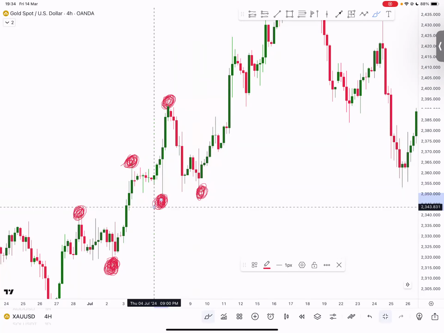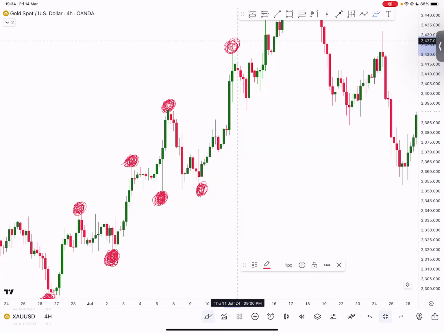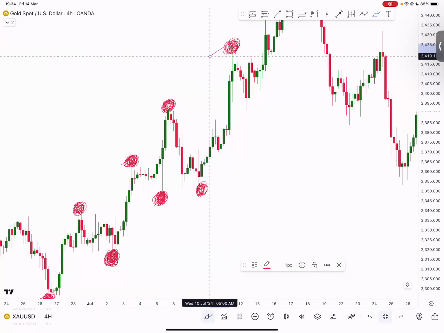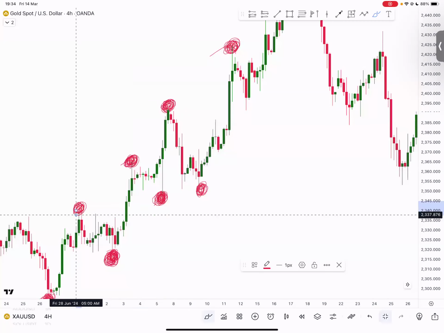And this is high four. Can you see that high four is still higher than high three, which makes it a higher high? Because it is higher than high three. Because high three is higher than high two. Because high two is higher than high one.